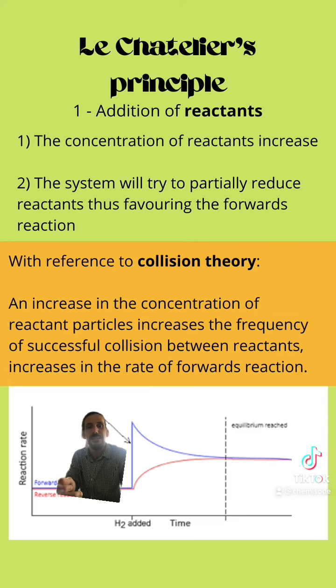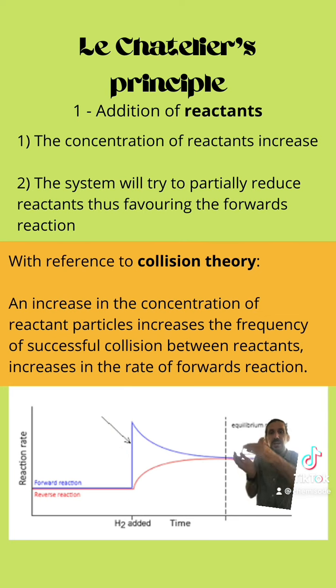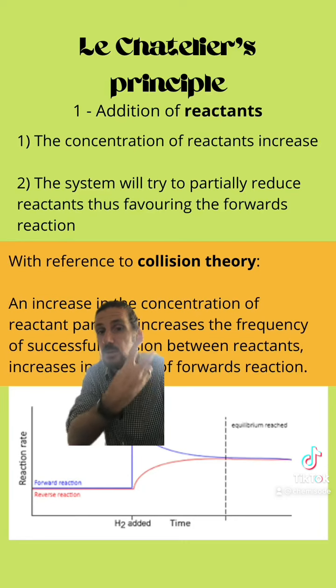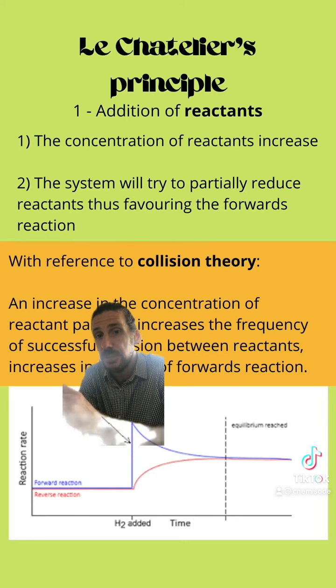That means that they start to converge again and we reach equilibrium where my rate of my forwards and reverse reactions become equal again. This is the logic behind Le Chatelier's principle. It's all underpinned by collision theory. Two more videos will follow for temperature and pressure.